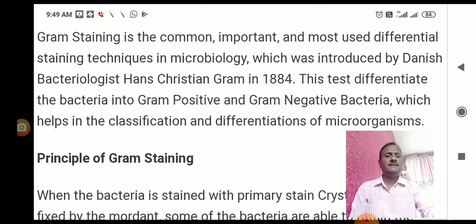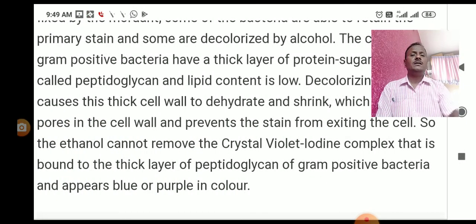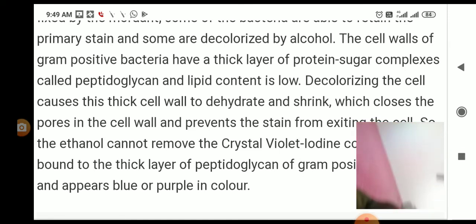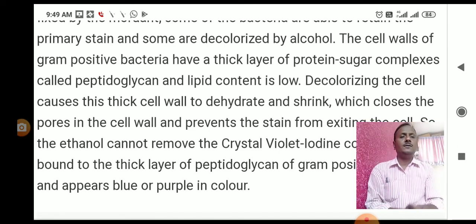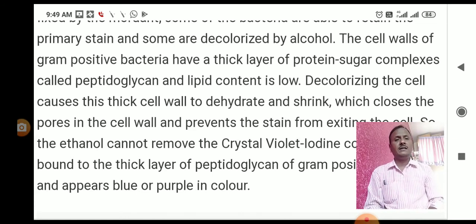But before that, this is the staining technique. What is the basic principle of gram staining? When bacteria are stained with the primary stain crystal violet and fixed by a mordant, some bacteria are able to retain the primary stain and some are decolorized by alcohol. This is the principle of how bacteria are colorized and decolorized for further staining.